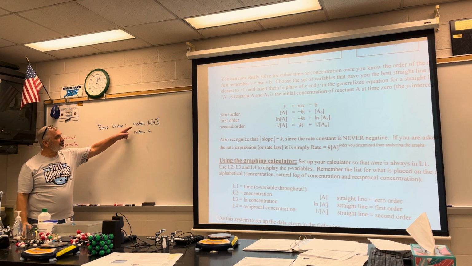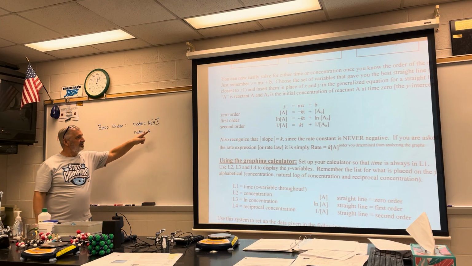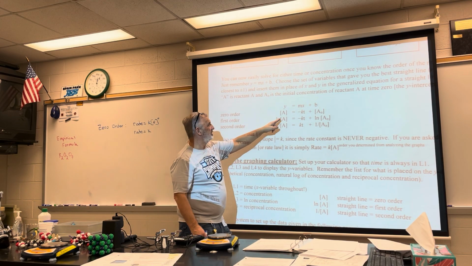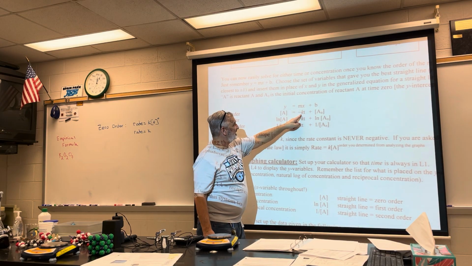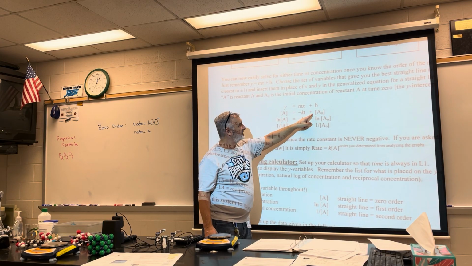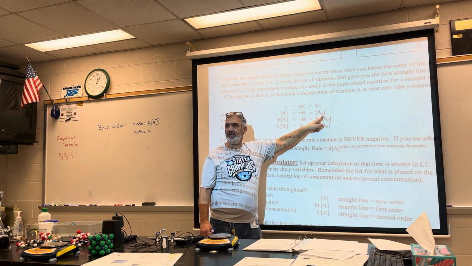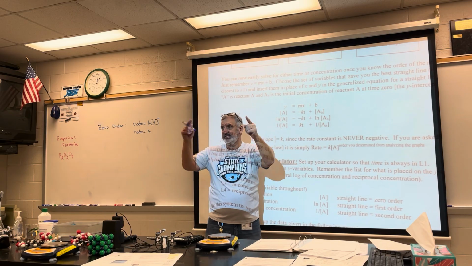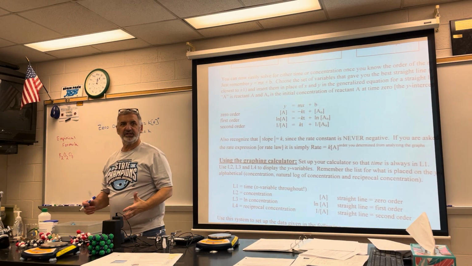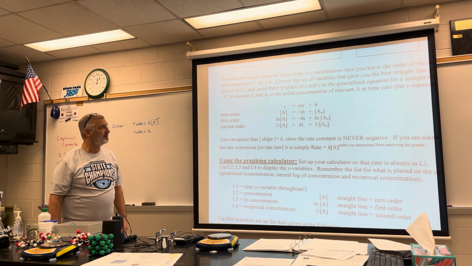When you take the integral of this, and you don't need to know the how, the why, or where, it turns out to equal the concentration of A is equal to negative KT plus [A]0. This little 0 always means the initial concentration. That's what's in the table. The table is always an initial concentration. All right?